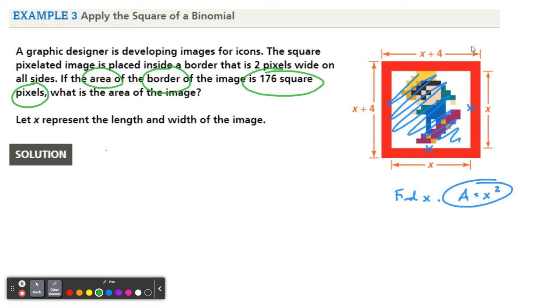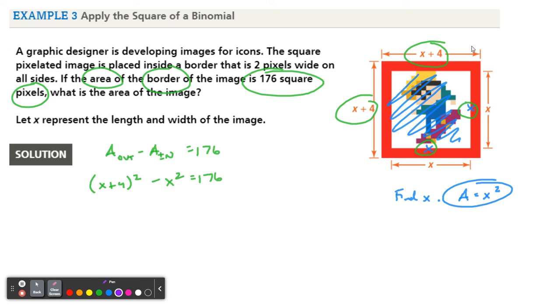So the area of the border is going to be the area outside minus the area inside. That's what's going to be equal to 176, right? So the area outside is built by the x plus 4 and the x plus 4. So the area outside is going to be x plus 4 squared. The area inside is your x times your x. And that's going to give us our 176.